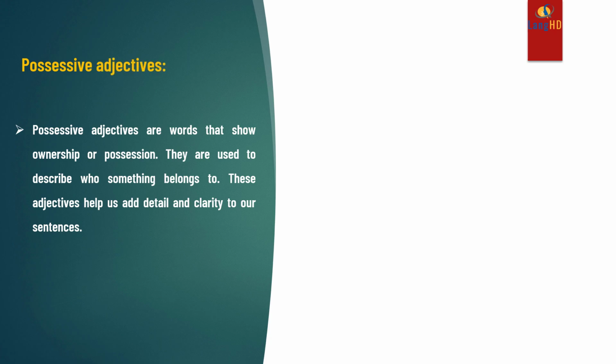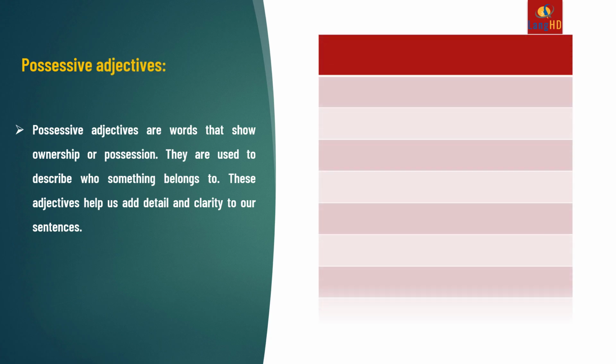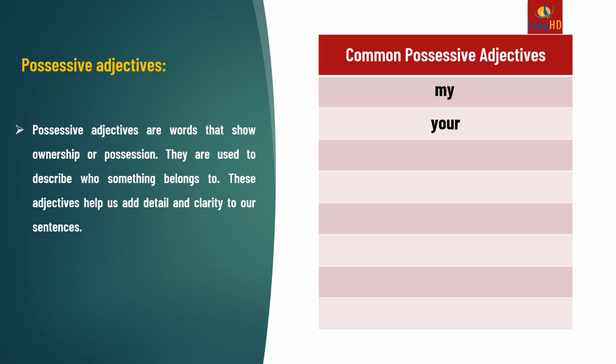Common possessive adjectives. Here are the most common possessive adjectives in English. My, your, his, her, its, our, your, their. These adjectives are used to show to whom something belongs.